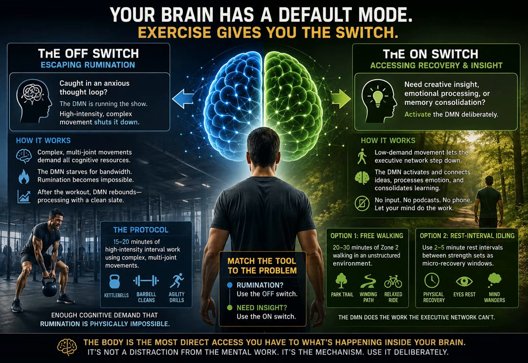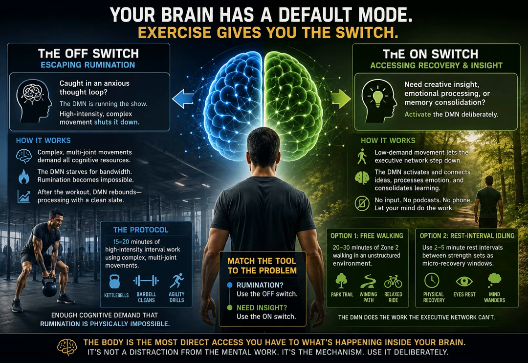A second option to turn the default mode network on is a rest interval idling protocol. Traditional strength training relies on 3 to 5 minute rest intervals between sets. These periods of physical recovery and stillness between intense bursts of focus act as perfect micro-recovery windows for the default mode network. The phone stays away, the eyes rest, the mind wanders. The default mode network does the work that the executive network cannot do during the set. This takes its own discipline, as any rest falling below 2 minutes between sets is not enough to allow the default mode network to become active.